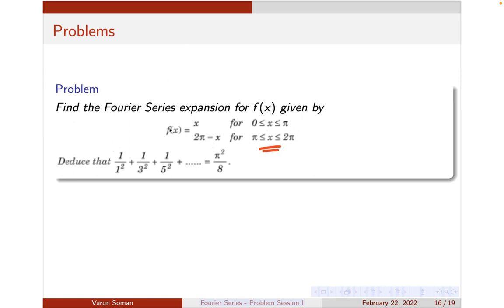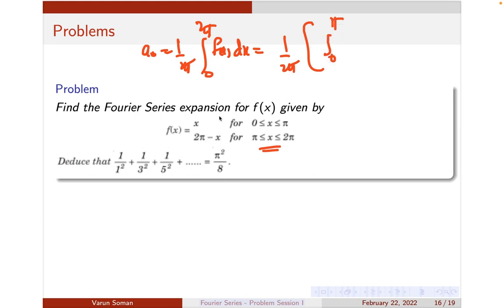For example, in this function, I need to find a0, the value of a0 would be 1 by 2 pi into the integral 0 to 2 pi f of x dx. Now f of x is piecewise defined, so it will be 1 by 2 pi into the integral 0 to pi, till that place your f of x is x dx, plus the integral pi to 2 pi, where it is 2 pi minus x dx. Only this is the difference. The integration has to be split up.